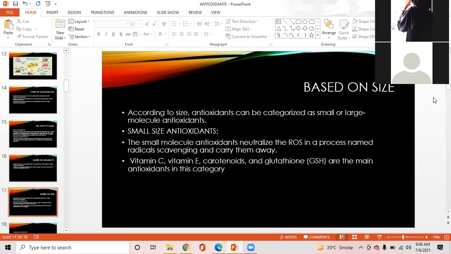Based on size, antioxidants can be classified as small or large molecule antioxidants. Small size antioxidants: these small molecule antioxidants neutralize the reactive oxygen species in a process named radical scavenging and carry them away. Vitamin C, E, carotenoids, and glutathione are the main antioxidants in this category.